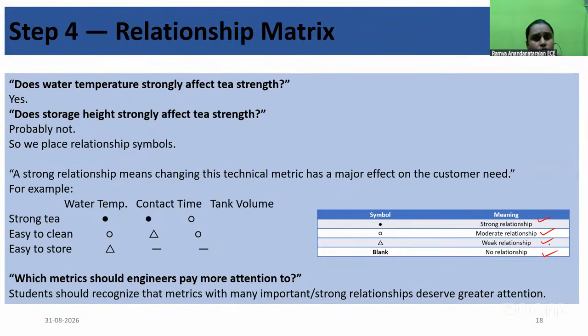So we have to ask a question. Does water temperature strongly affect the tea strength? Yes. Does the storage height strongly affect the tea strength? Probably not. So the first one gets a strong relationship, that is a circle which is completely colored in black. Then the next one may have weak relationship or no relationship. So like that, we have to fill the relationship matrix now. Which metric the engineer should pay more attention to is given by this relationship matrix.